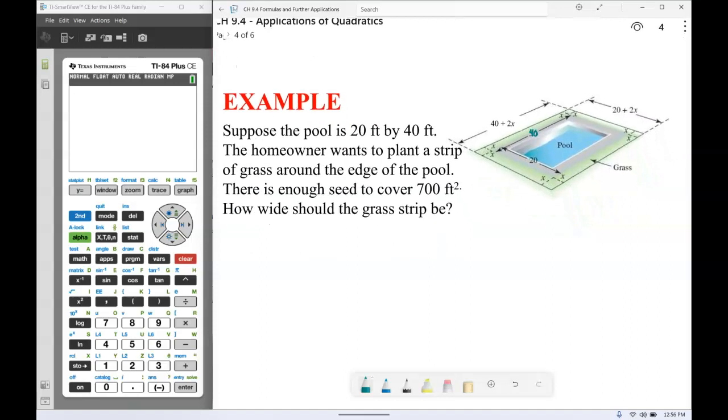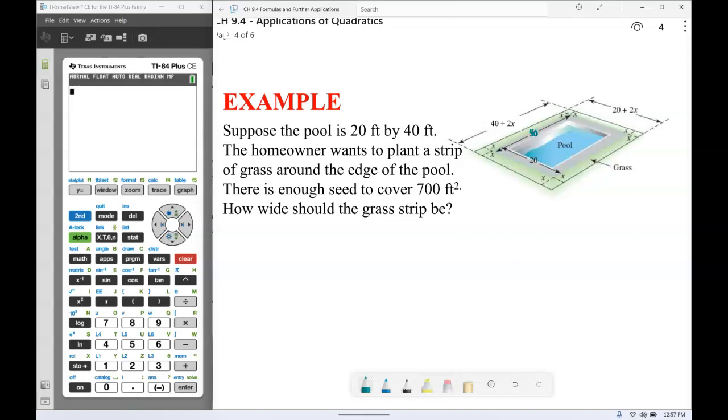Suppose a pool is 20 feet by 40 feet. Yep, because the pool is 20 feet by 40 feet. The homeowner wants to plant a strip of grass around the edge of the pool. There is enough seed to cover 700 square feet. How wide should the strip of grass be?